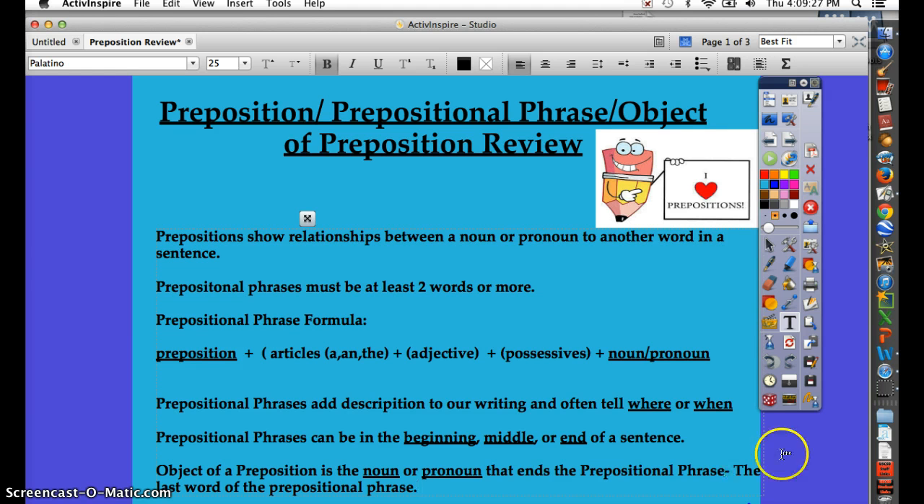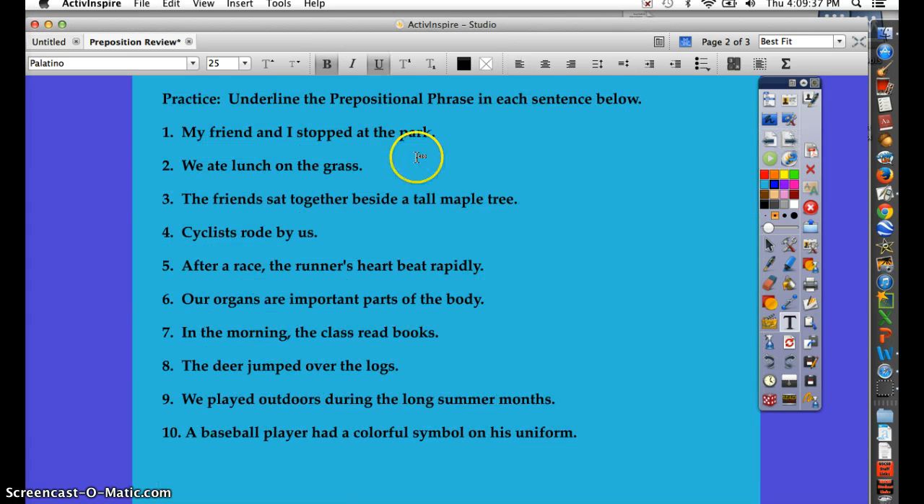Okay, so those concepts should help us to understand particularly the prepositional phrase formula, to understand prepositions a little better and to find them in sentences. So we'll move on to the second part of the review, which was underlining the prepositional phrase in each sentence below. So taking a look at number one, my friend stopped at the park. The prepositional phrase would have been at the park, telling where in the sentence there, telling where my friend and I stopped.